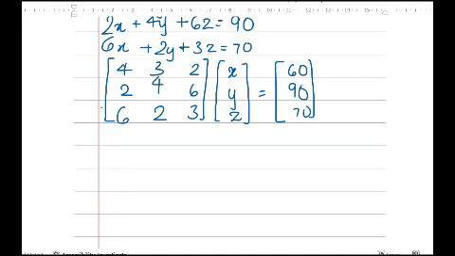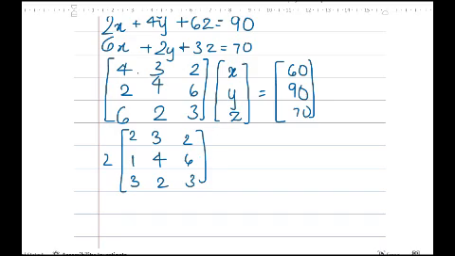You will take common whatever you can take common. For example, in this second line you can take 2 common. Second line maybe you can take 2 common, and the first line also you can take 2 common. You can do whatever you wish to do. Alright, so if I choose to take 2 common over here, it becomes 2 into, and your matrix becomes 2, 1, 3, 3, 4, 2, 2, 6, 3.